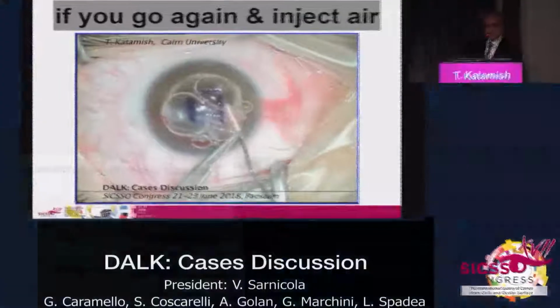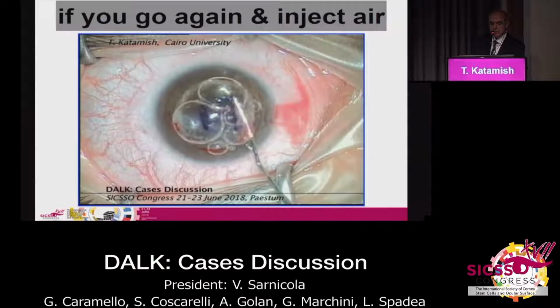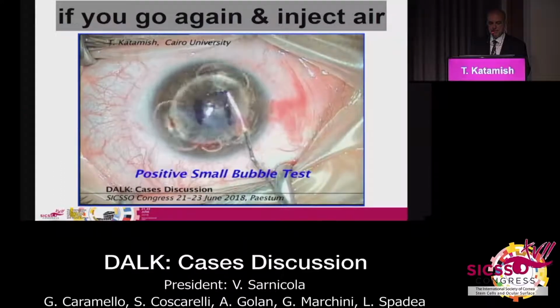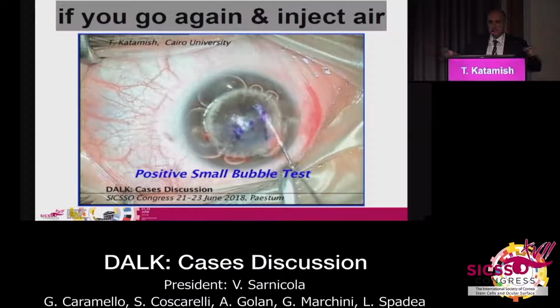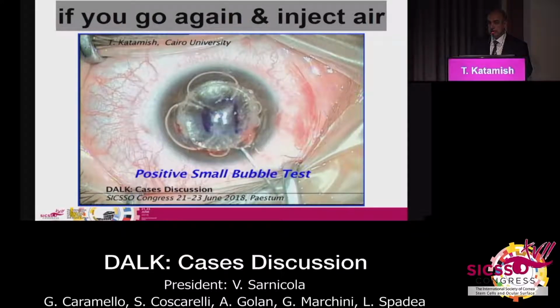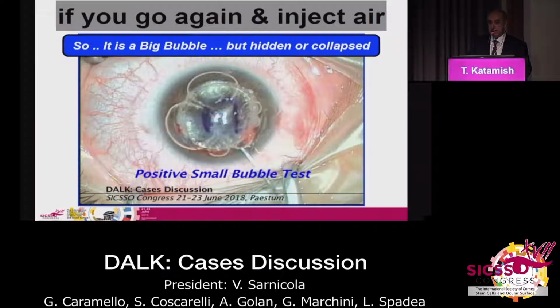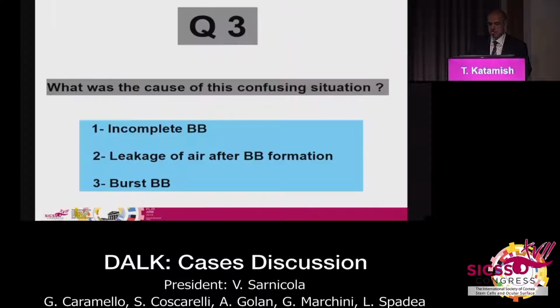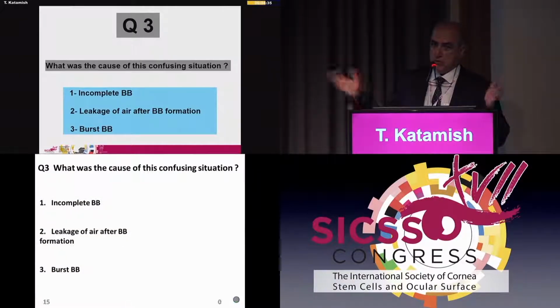So if you go further, if you go again and inject air, watch carefully. If you inject air, you see now the bubble is here. There is a positive small bubble test. When you inject air again, you will notice that small bubbles are displaced to the periphery of the anterior chamber. So this is a positive small bubble test actually, not a negative one. So it is a big bubble, but it is a hidden or collapsed bubble. So we agree now that it was a big bubble.